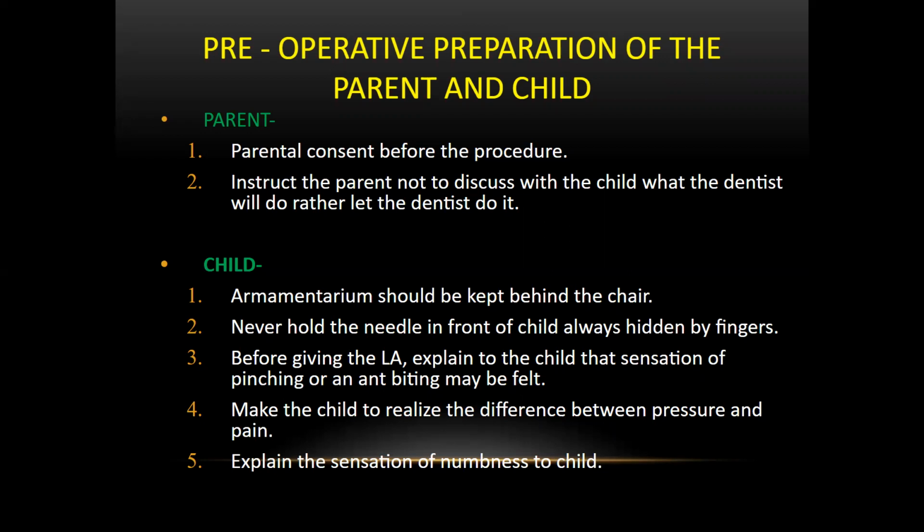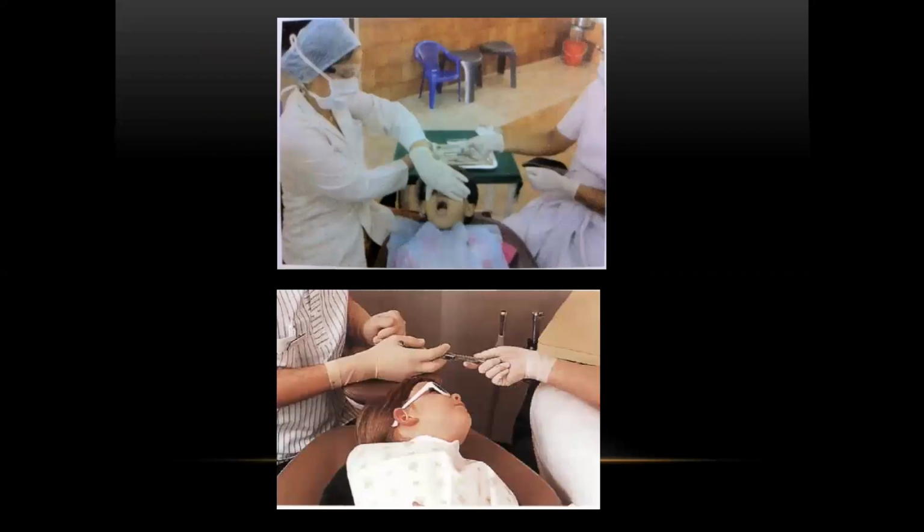Pre-operative preparation of the child: the armamentarium should be kept behind the chair. Never hold the needle in front of the child. Always keep it hidden by the fingers. Before giving the injection, explain to the child that a sensation of pinching or a hand biting may be felt. Make the child realize the difference between pressure and pain. Explain the sensation of numbness to the child.